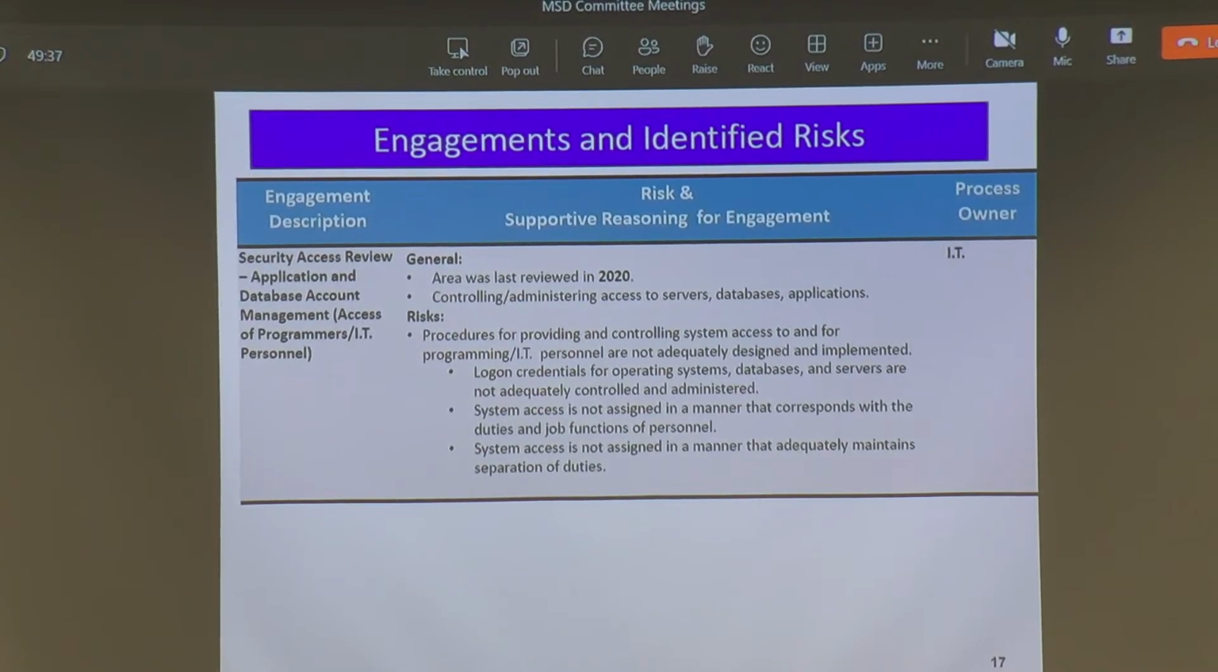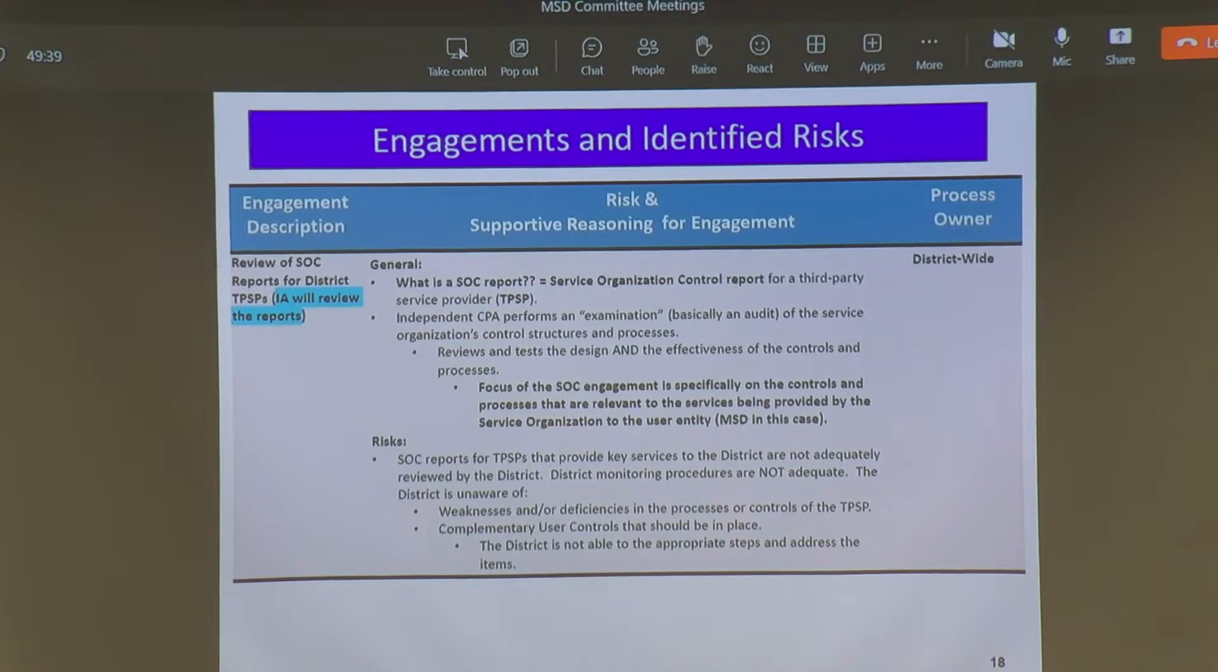Next item is the review of the SOC reports. This is where we review all the SOC reports for the district. To remind you guys, what is a SOC report? It stands for Service Organization Control Report, and it's for a third-party service provider. As I just mentioned earlier, we have a payroll provider, and we have our claims processing provider. They both have SOC reports, so we look at those.